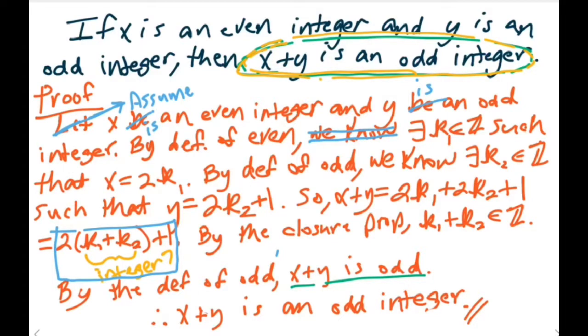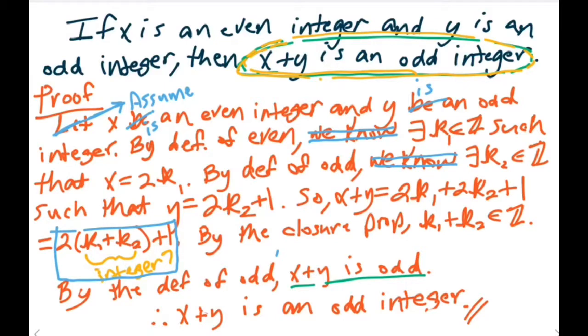So it could just say, by definition of even, there exists a k sub 1, that's an element of the integers, such that x equals 2 times k sub 1. I also didn't need the "we know" here. Now, there's nothing wrong with putting the "we know," because that is something that we know because of the definition, but you can make it a little bit shorter.